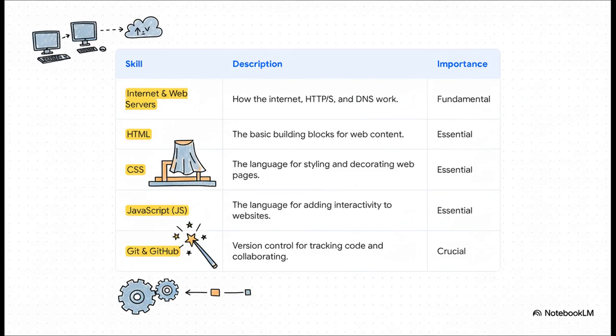Then you've got the big three. HTML is the skeleton. It gives a web page its structure. CSS is the skin and clothes. It adds all the style, the colors, the layouts. And JavaScript? Well, JavaScript is the brain and muscles. It makes the page come alive with interactivity. And last but not least, Git and GitHub. This is like a time machine for your code. It's absolutely crucial for tracking your changes and working with other people. Seriously, these 5 skills are your rock-solid foundation.